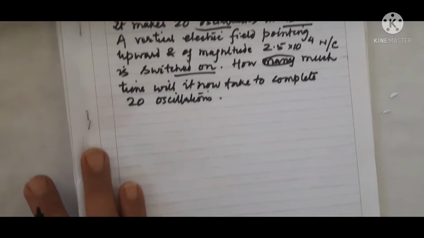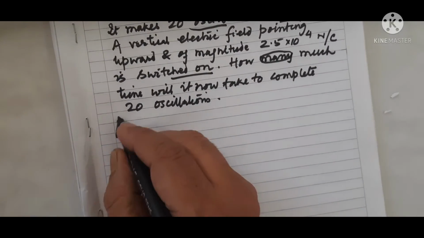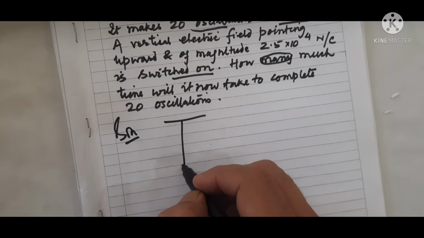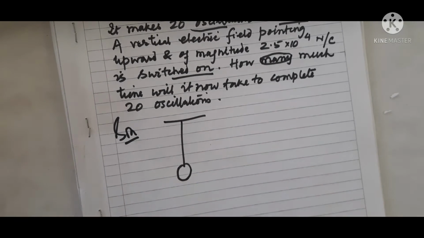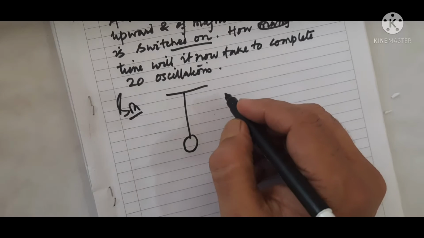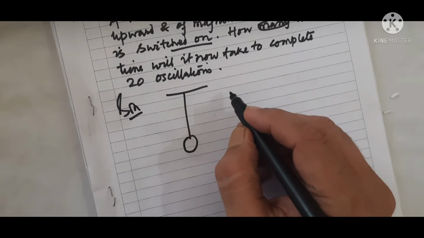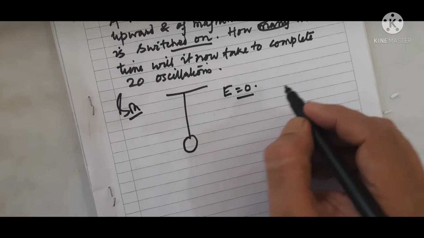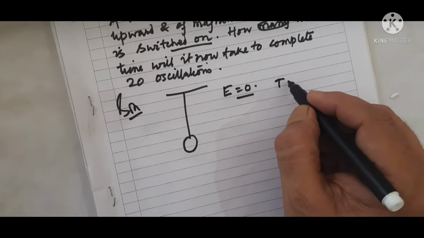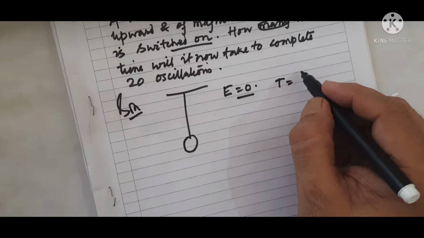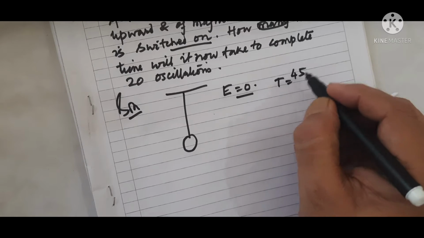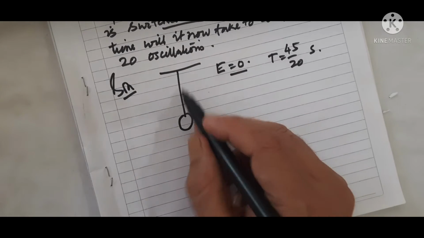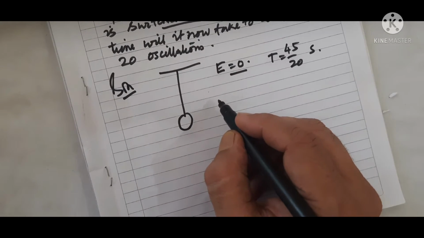So how to solve this question? Simple pendulum like that. First we have to find the time period when there is no electric field. In the first stage, when the electric field is 0, the time period is 45 by 20 seconds. Then we have to find the length.